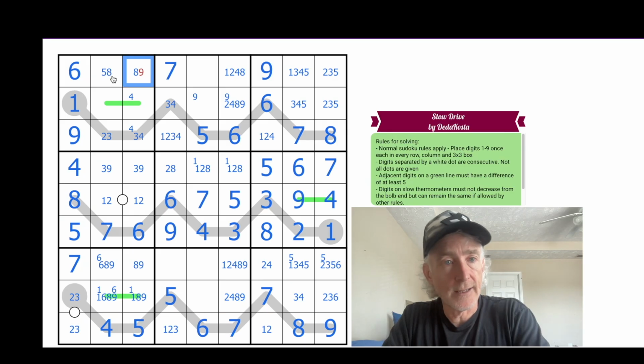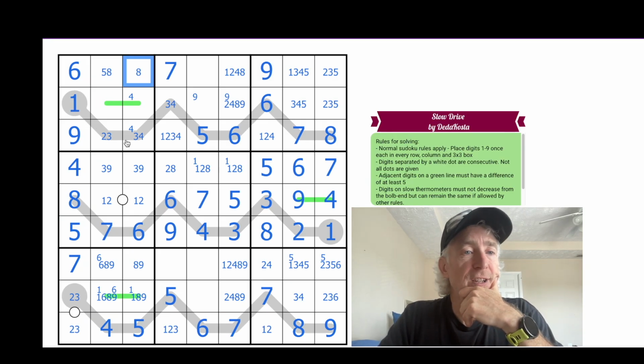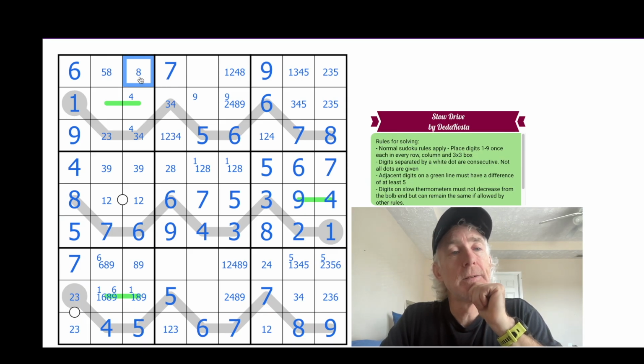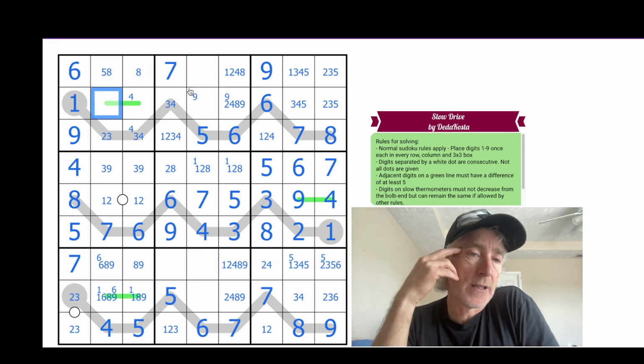Is that right? Let me just make sure. It can't be a 1. It's not going to be 2, 3, 4. It can't be 5, 6, 7. It could be an 8. So this has to be an 8. I'm just thinking, why can't 8 go here? Why couldn't 8 go in there?